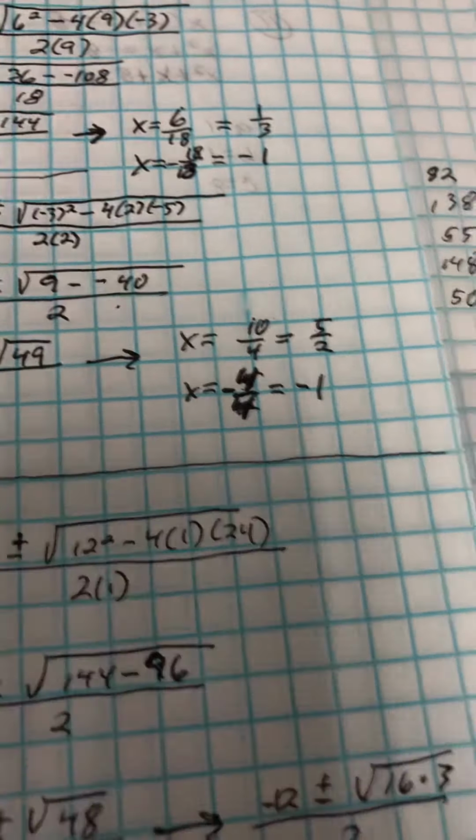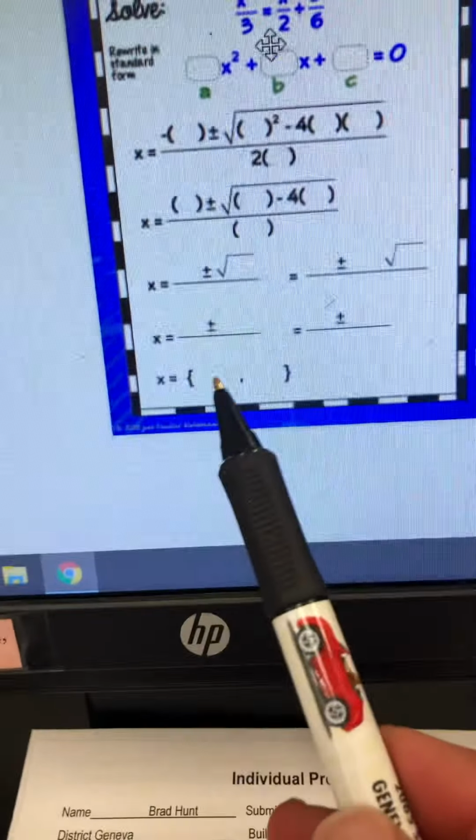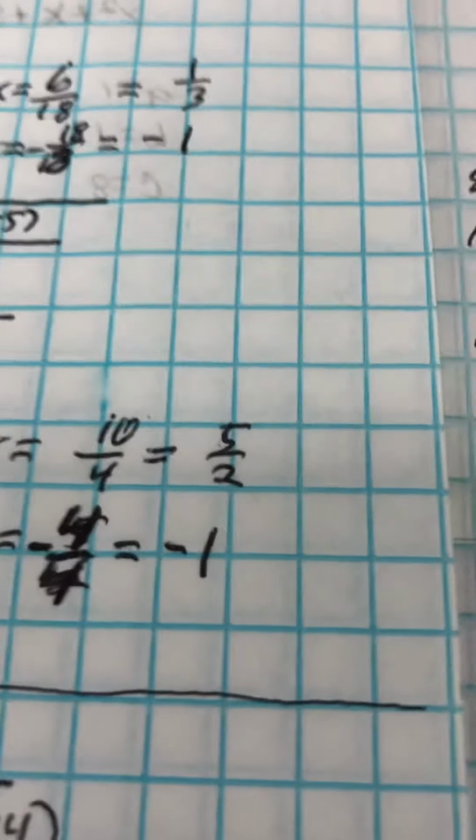And I don't know, when you're putting your answers here, if it would take 5 over 2, or if you want to do 5 divided by 2, you could do that and figure out that answer that way.